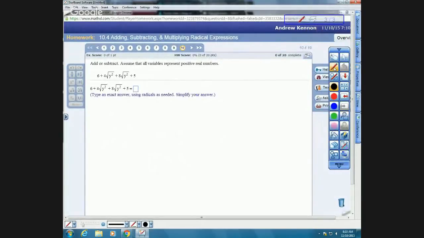So one like this here. 6 plus 4 square root of y squared plus 8 square root of y squared plus 5. All right, so obviously I can just put 6 and 5 together like we would. They're just numbers, so 6 plus 5 is 11.